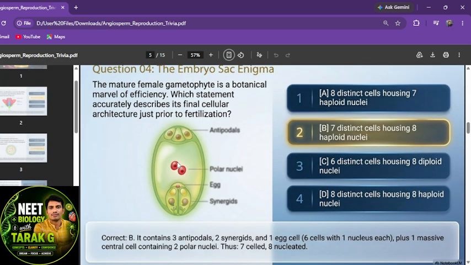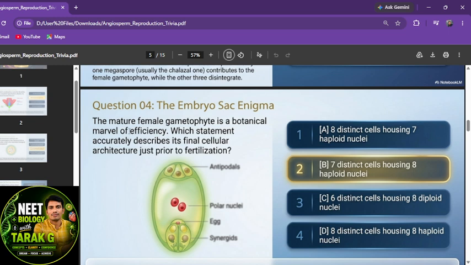Right? Now see here, an MCQ on the embryo sac. The mature female gametophyte is a botanical marvel of efficiency. Which statement accurately describes its final cellular architecture just prior to fertilization? Just prior to fertilization, what is the condition of the complete female gametophyte? In that, we have antipodals, polar nuclei, egg, and synergids.